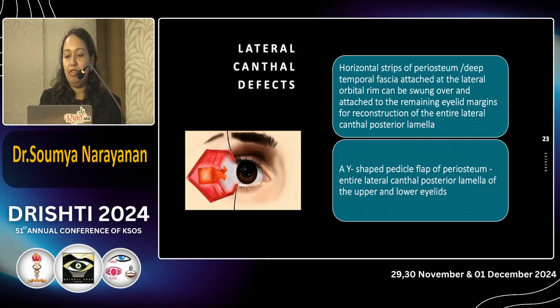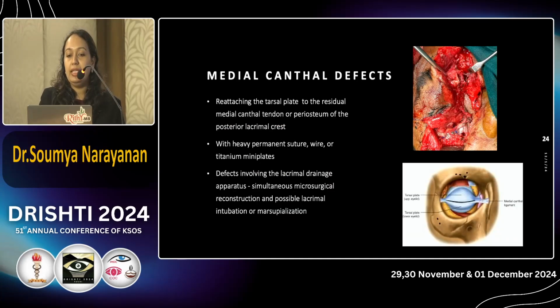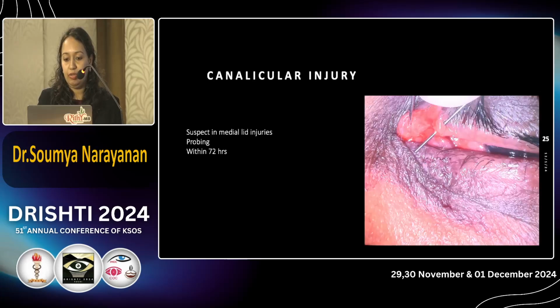A Y-shaped pedicle flap of periosteum can also be used for the lateral canthal posterior lamellae of the upper and lower lid together. For medial canthal defects, we have to attach the tarsal plate to the residual medial canthal tendon or to the periosteum directly, either with a heavy permanent suture, wire or titanium mini plates. There will also be defects involving the lacrimal drainage apparatus that should be taken care of. We should suspect a canalicular injury in all cases of medial lid injuries, and probing is diagnostic, and we should suture it as soon as possible, especially within 72 hours.